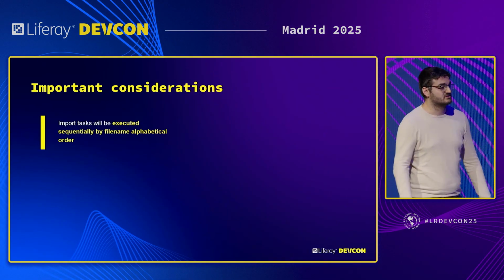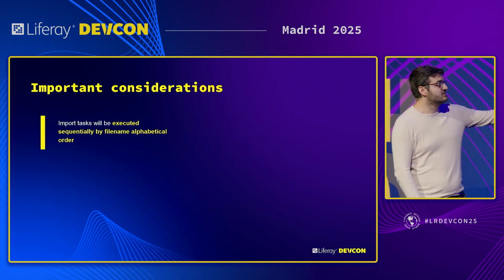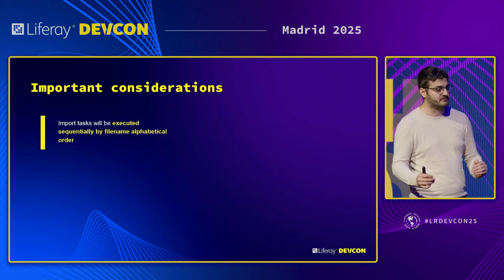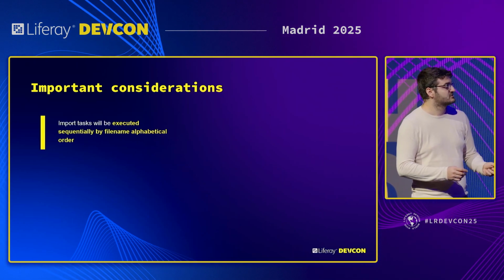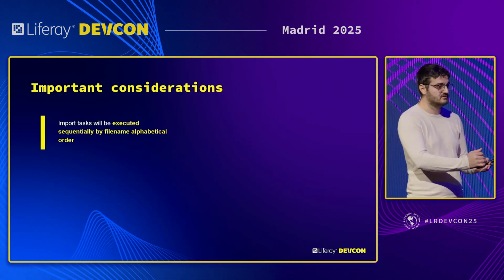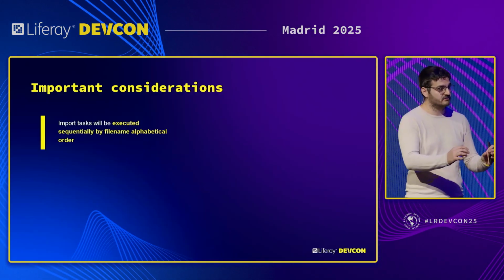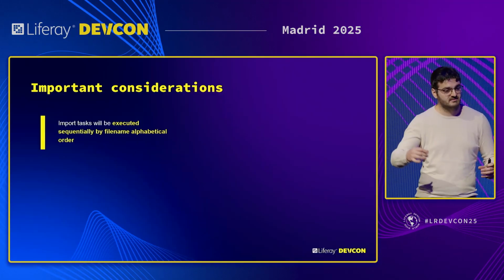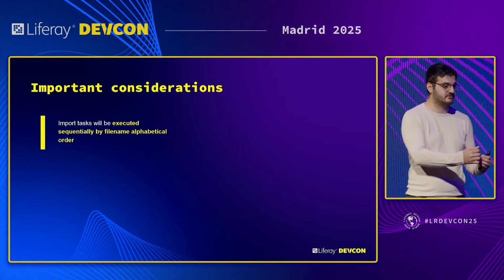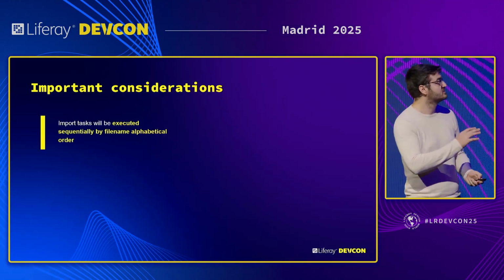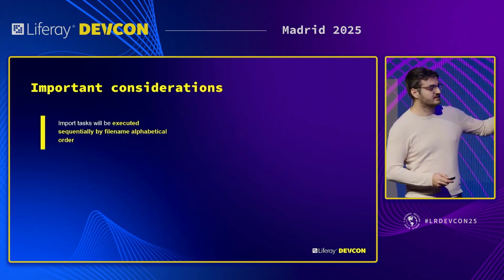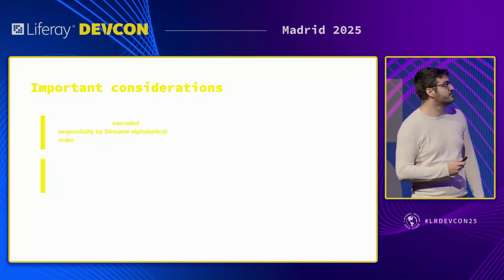And we have some considerations to make too. Import tasks will be executed sequentially by file name in alphabetical order. So we have to understand that everything that we put in the JSON files will be executed. Every JSON file will be just an import task, and until it ends, the next JSON file will not be run as an import task. So we have to understand that there is an order dependency, and it depends on the file name that we set.